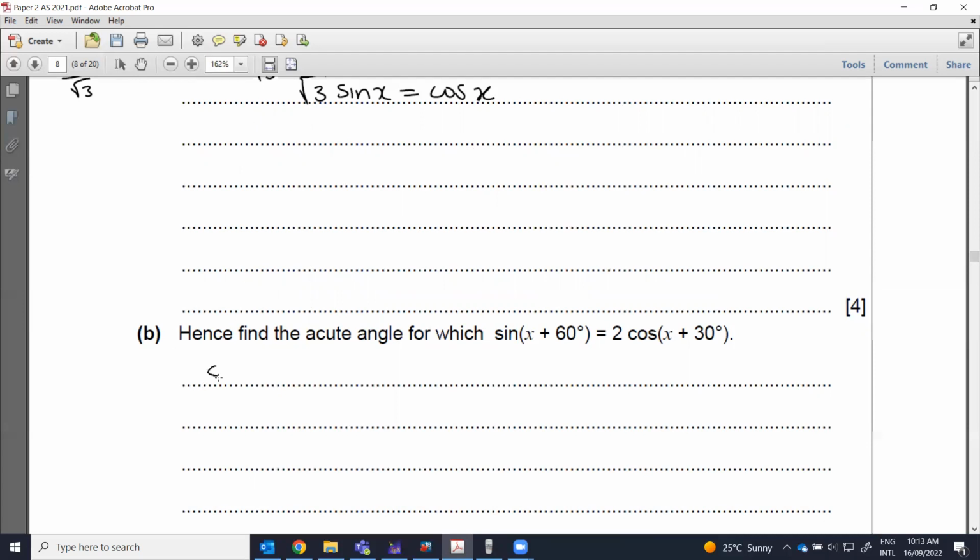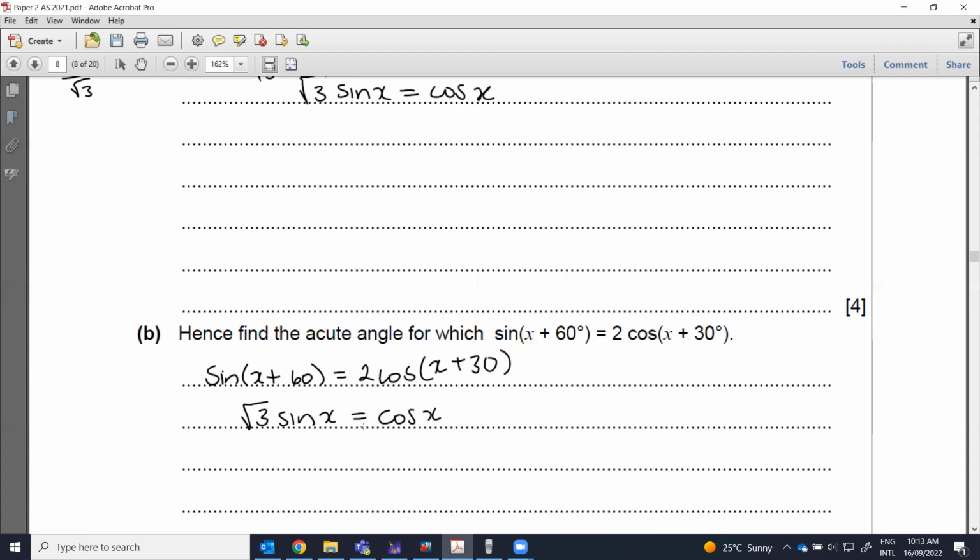So if I have sine x plus 60 is equal to 2 cos x plus 30, this one here, we did it above here. You would just show that this is equal to the square root of 3 sine x is equal to cos x. So I already showed in the previous question that this is in fact equal to that.